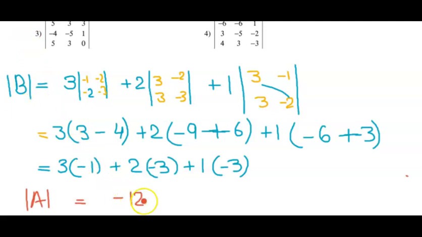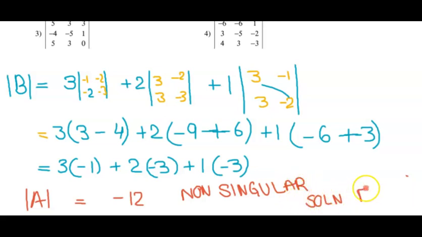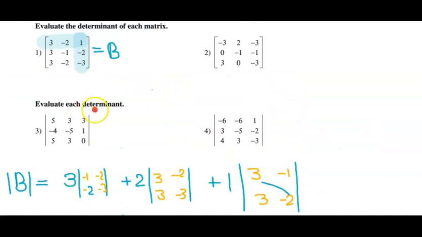Okay, so my answer is minus 12 and this matrix is non-singular. Non-singular means the solution does exist. The solution exists for this one. Now there are the other matrices 2, 3 and 4. I'd like you to try those later.